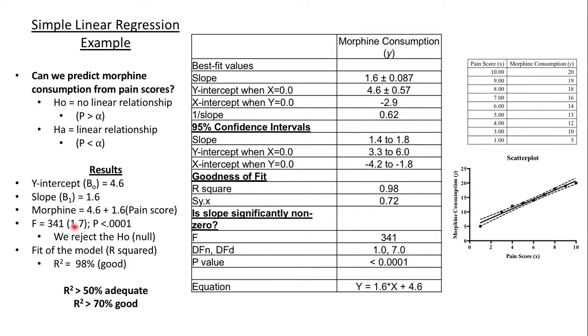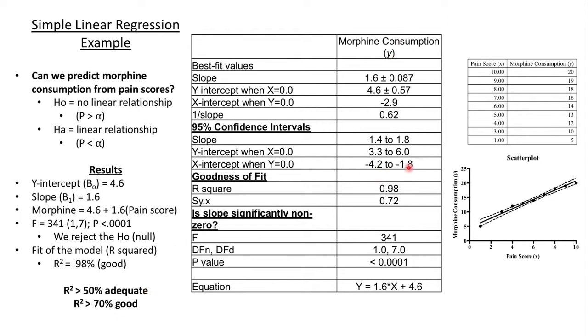The F value was 341, and these are your degrees of freedom. And it was significant, so we rejected the null hypothesis. And the fit of the model was good. And this is where we can also look at the R squared, and we'll talk about that in a moment. Let's just suffice it to say that an R squared of greater than 50% is adequate, and greater than 70% is good for model fit, meaning we're fitting that line. We did a good job.